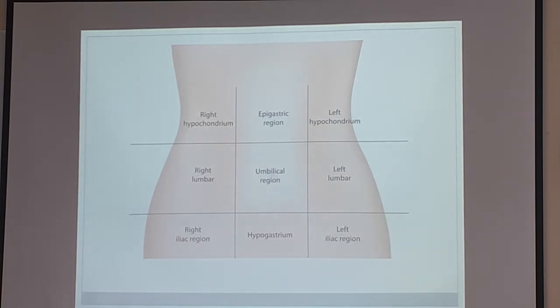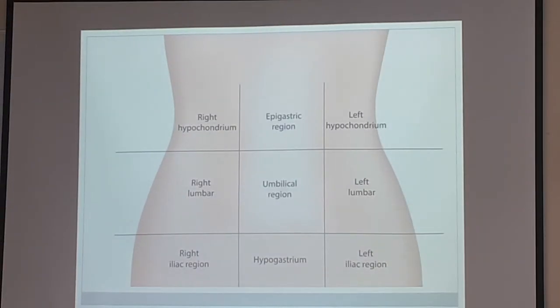So if we go through this, if you're able to tell me in each of the quadrants what could be causing an acute abdomen. For example, in the right hypochondrium, what could be causing pain if they're having the majority of their pain there? What would you be thinking of? Colic. Yep. Cholecystitis. Yep. What other things? There's loads.